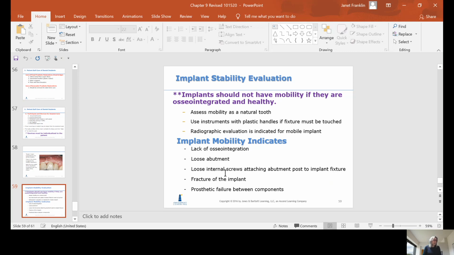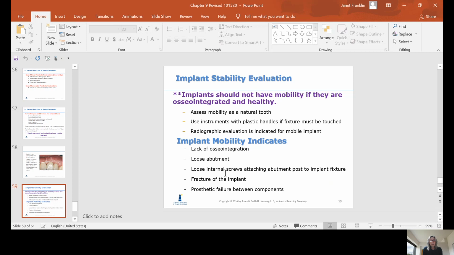And then you're going to check it. So you're going to check it for mobility that way. If it moves, then more investigation needs to be done. If it doesn't move, then it's in good shape. And you're going to also radiographically evaluate it. Implant mobility indicates a lack of osseointegration. In other words, the bone and implant interface has been destroyed.